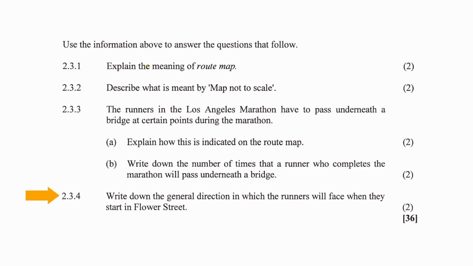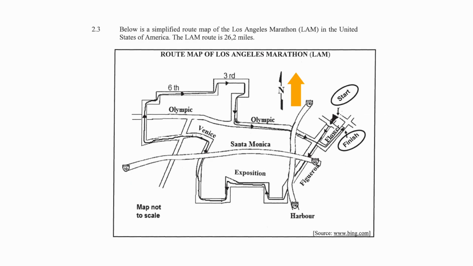In question 2.3.4, you have to write down the general direction in which runners will face when they start in Flower Street. It is given that the direction of north points towards the top of the page. We should remember that east is to the right of north, west is to the left of north, and south is in the opposite direction of north. Now the direction in which the runners will face when they start in Flower Street is southwest.